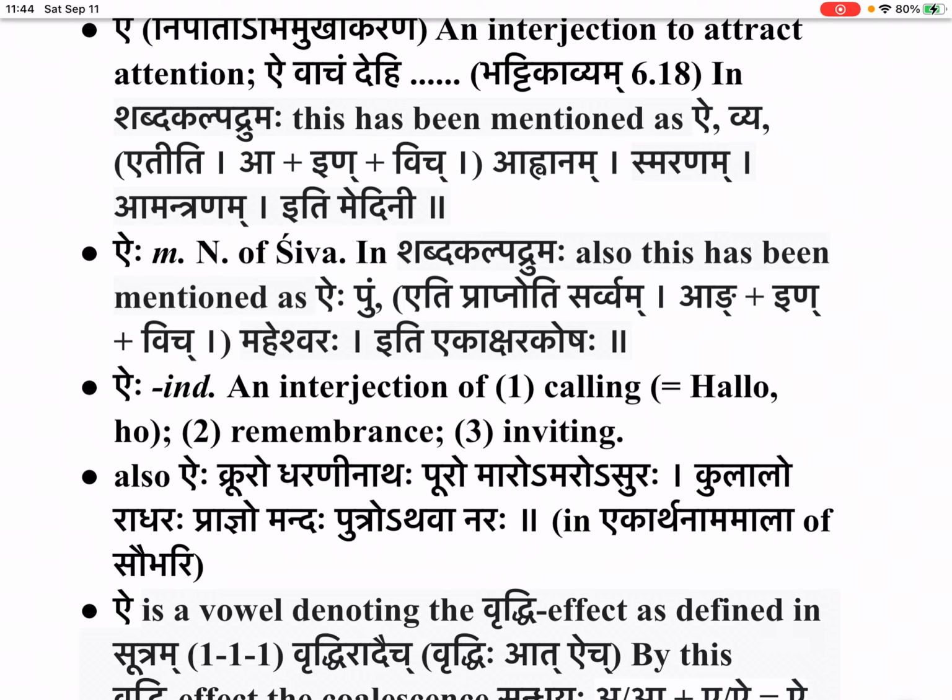Name of Shiva in Apte's Dictionary, Maheshwaraha, from ekakshara kosha in Shabdakalpadrumaha. Aihi, indeclinable, an interjection of calling, hello, oh, remembrance, inviting. Also, Aihi, kruro dharani nata, puro maro maro suraha, kulalo radharah prajno mando putro'thava naraha. This is quoted in Apte's dictionary from Ekarthanamamala of Saubhari.